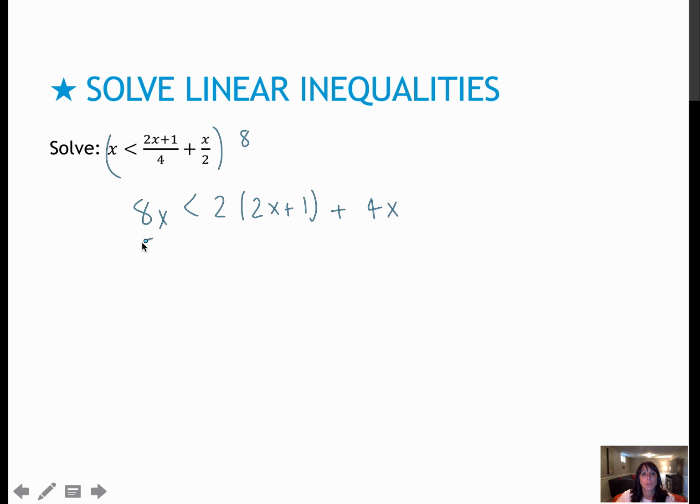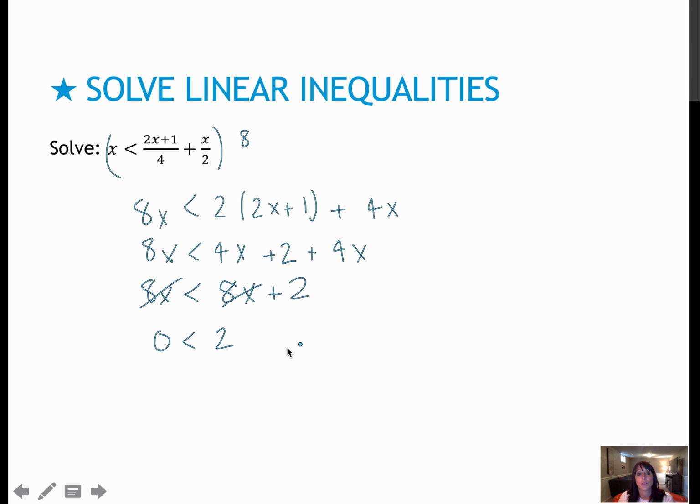Then I'm going to simplify. On the right side, I now have 8 x's. On the left side, I already had 8 x's. By subtracting 8x from each side, I get 0 is less than 2. 0, in fact, is less than 2, so this is all real numbers, negative infinity to positive infinity, etc.